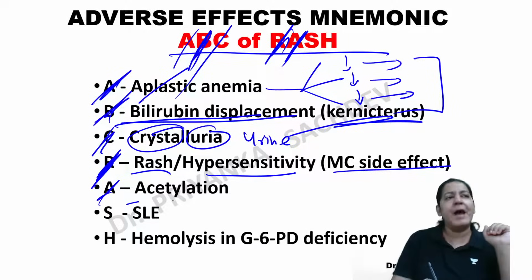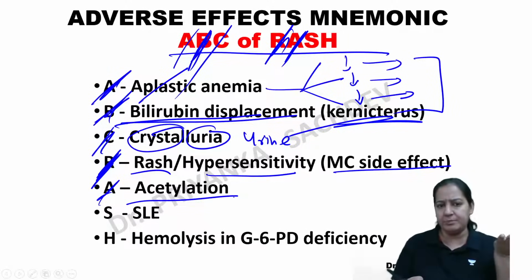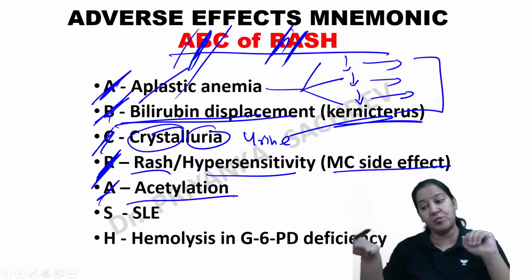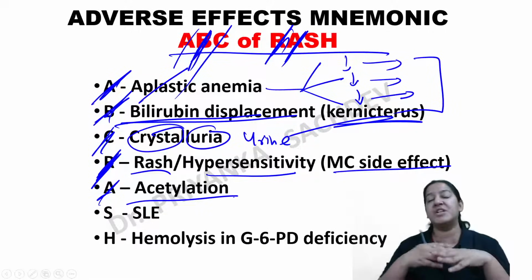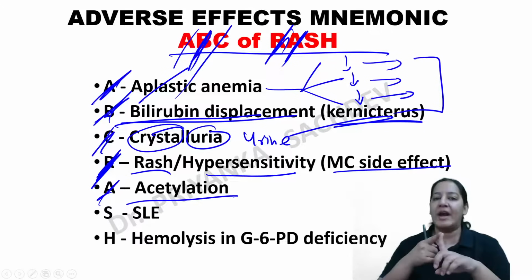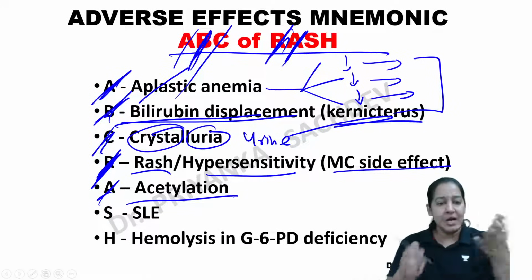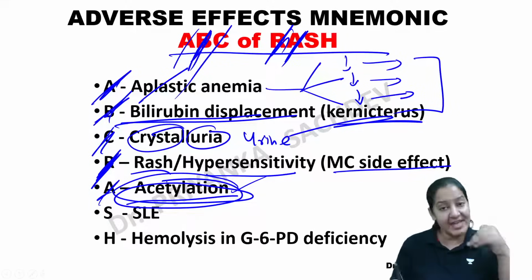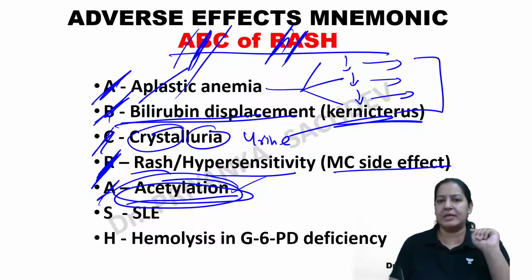A is for acetylation. Acetylation is not a side effect but an important point. You know, there are various ways of metabolism of all the drugs. The drugs get metabolized in the liver. So there is phase 1 metabolism and phase 2 metabolism. In phase 2 metabolism, as you may have learned in general pharmacology, there are various conjugations, glucuronide conjugation, methyl conjugation. So acetylation is one of the conjugations. So it is one of the drugs which is acetylated, right? It is an important MCQ.